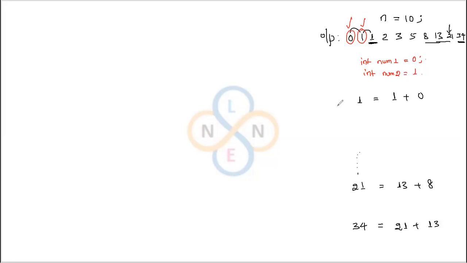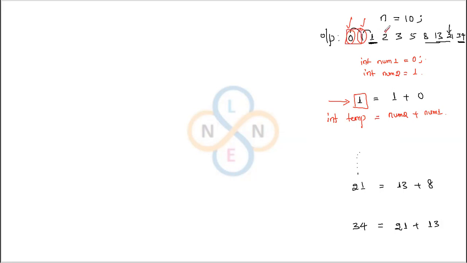Now, if you observe this step 1, can we say that this 1 represents num2 and this 0 represents num1? Yes, right? And this result has to be stored back into some other variable. To store this 1, we need some other variable. We should not use num1 and num2. So let me take one int variable with the name temp.